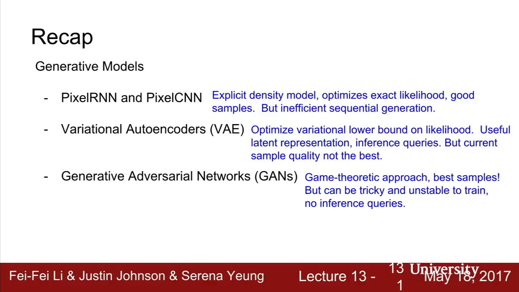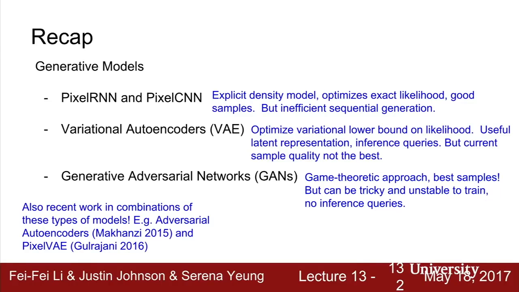So even though it has a lot of promise, it's still a very active area of research and has a lot of open problems. And then GANs, we talked about, is a game theoretic approach for training, and it's what currently achieves the best state-of-the-art examples. But it can also be tricky and unstable to train, and loses out a bit on the inference queries.